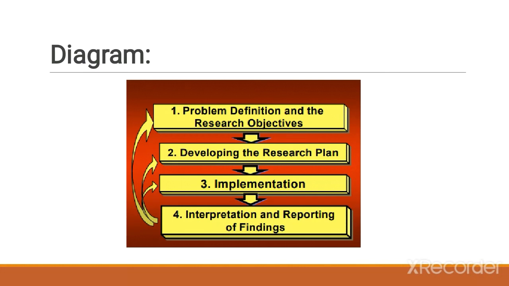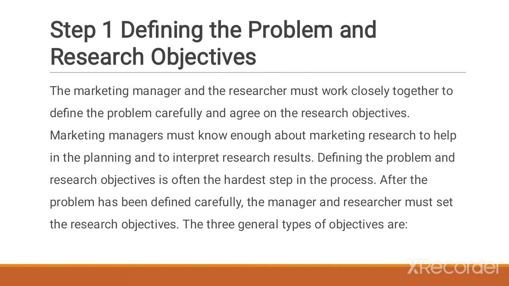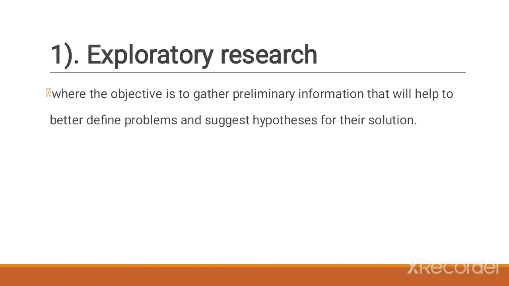Diagram: problem definition and the research objective, developing the research plan, implementation, interpretation and reporting of findings. Step 1: Marketing managers must know enough about marketing research to help in planning and interpreting research results. Defining the problem and research objective is often the hardest step in the process.